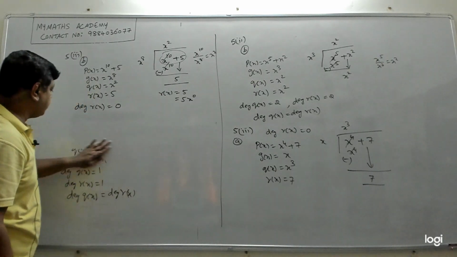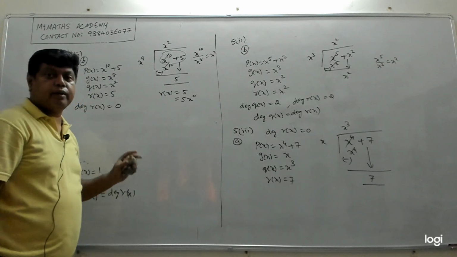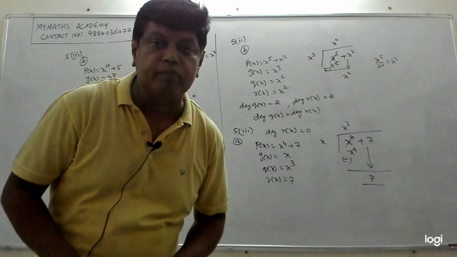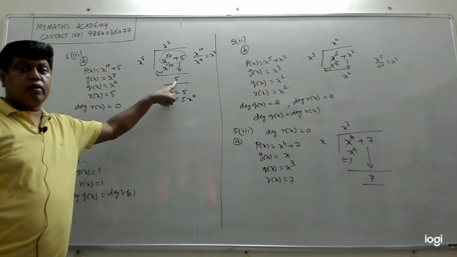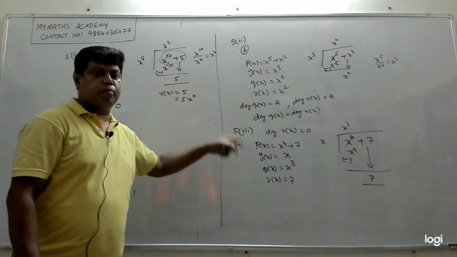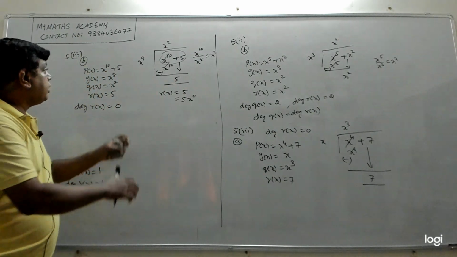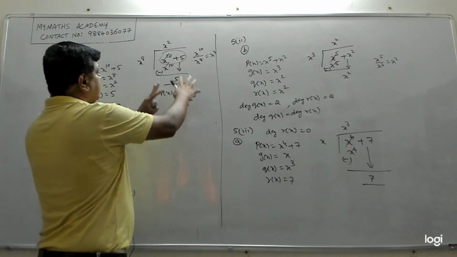When the degree of r of x is 0, you need to get it as a number, not 0. You cannot have 0. Except 0, you can have any other number. Fine. So accordingly, you can put the skeleton and keep filling this, and you will get this.